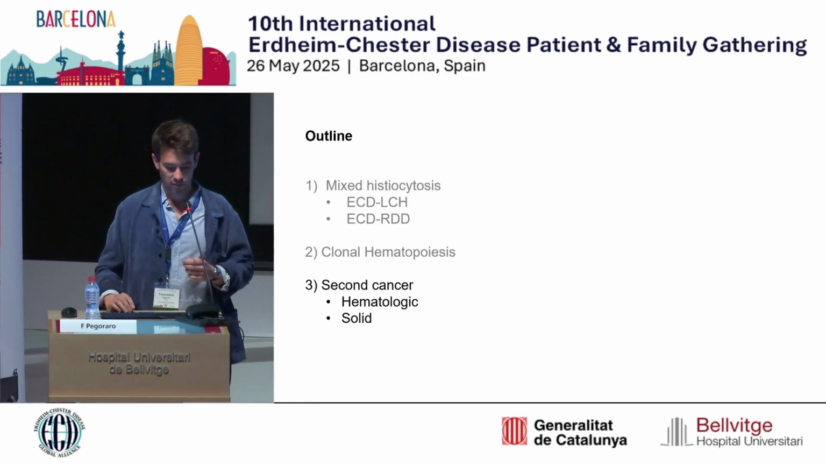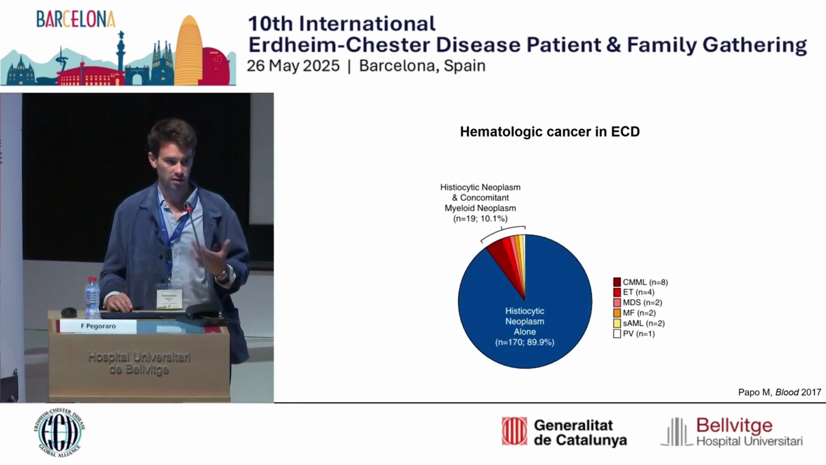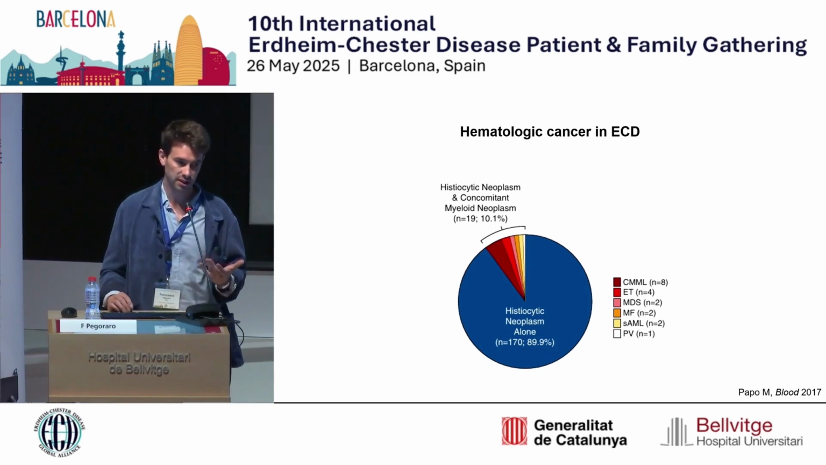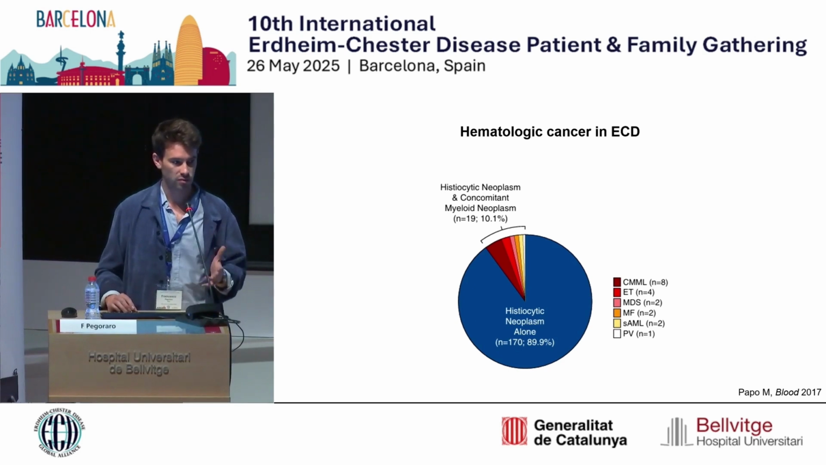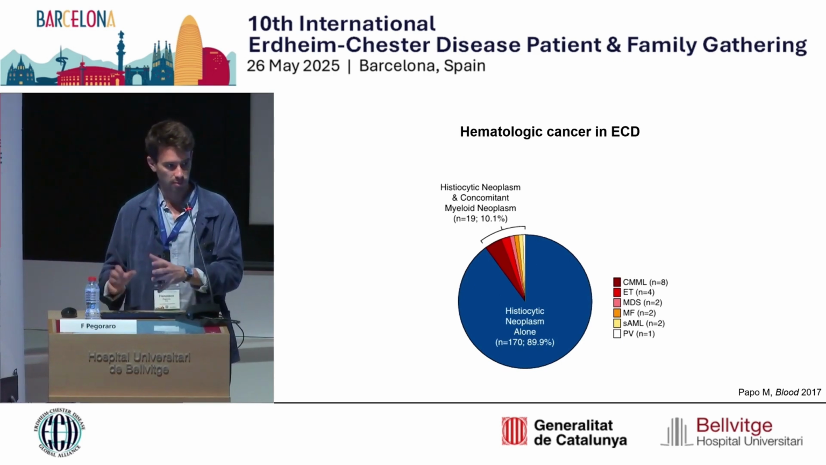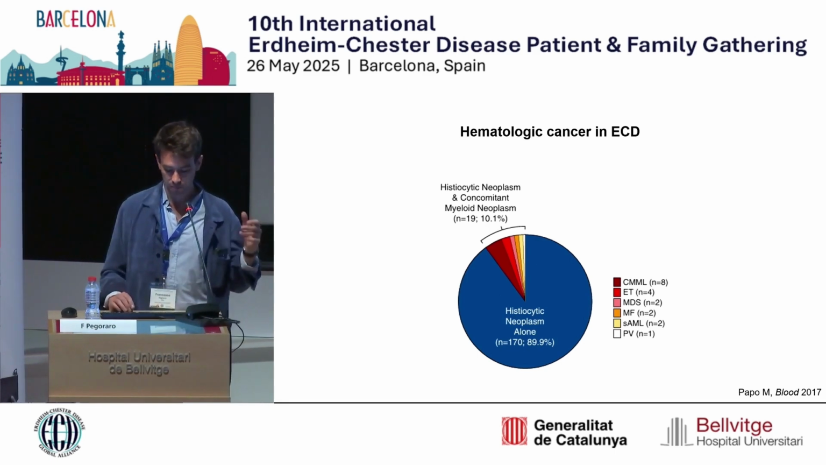But again, why is this important? Because we have learned also that patients with ECD can have a risk of developing other conditions, and in particular oncological conditions. So this was first described again by our French colleagues, and they found that up to 10% of patients could develop hematologic neoplasms, more specifically something that's called myelodysplastic syndrome or chronic myelomonocytic leukemia.